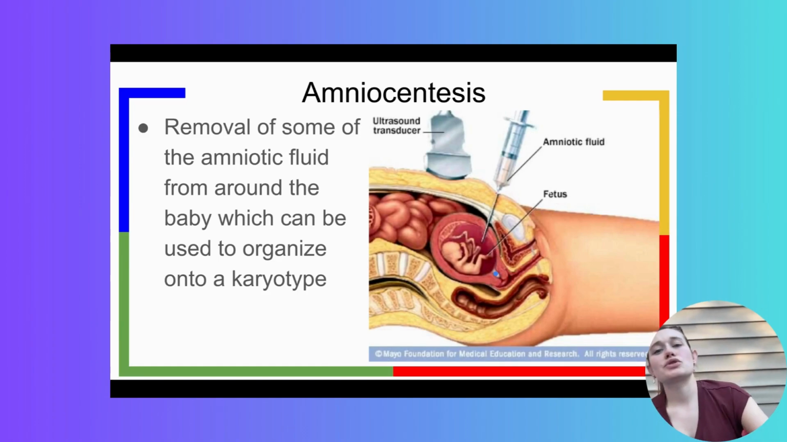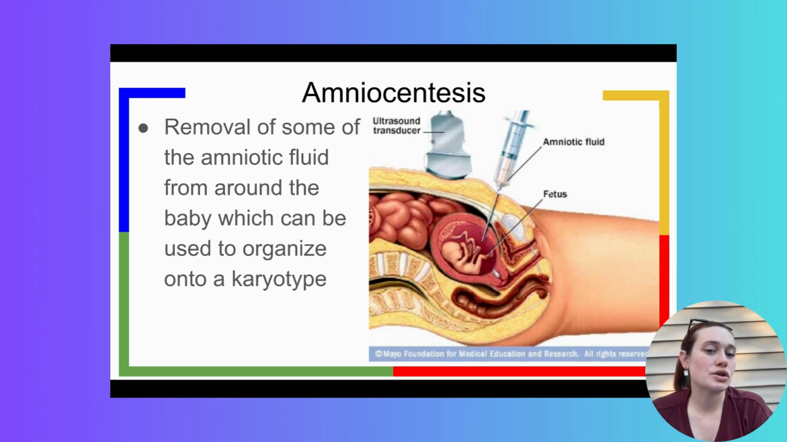So this is going to bring us to the process of amniocentesis. Amniocentesis is where we remove some amniotic fluid from around the baby, which we can then use to organize the chromosomes into a karyotype. Usually if the mother or the parents are a little bit older, doctors will encourage having a karyotype done of the baby to see whether the baby could have a chromosomal abnormality.